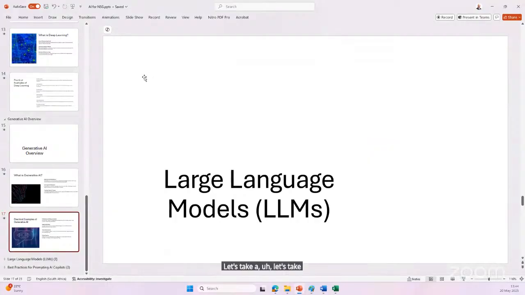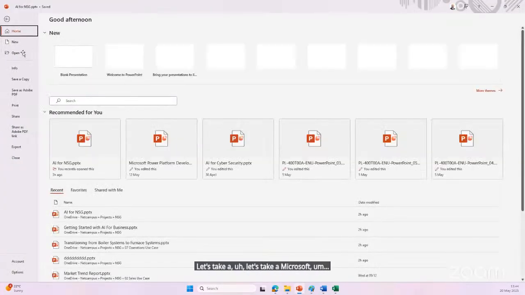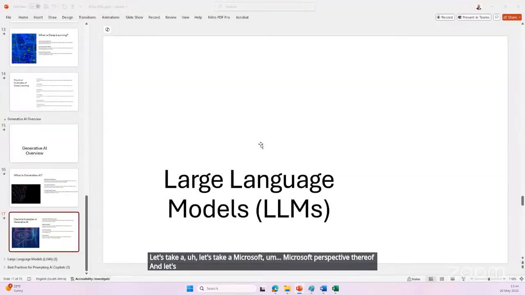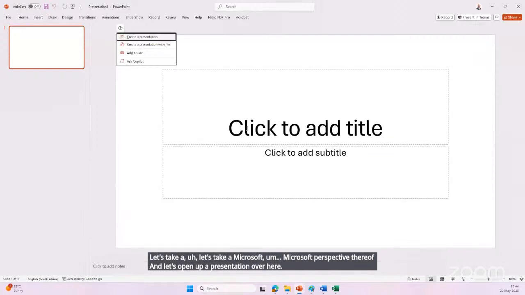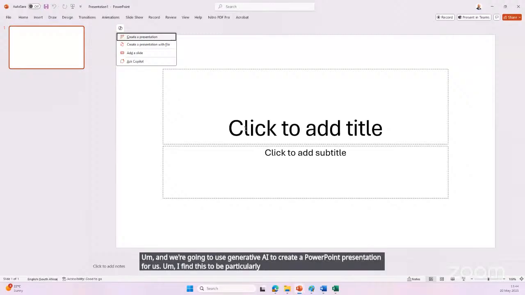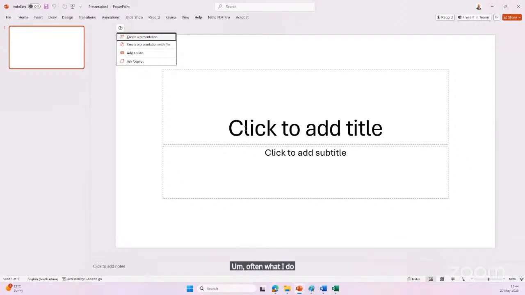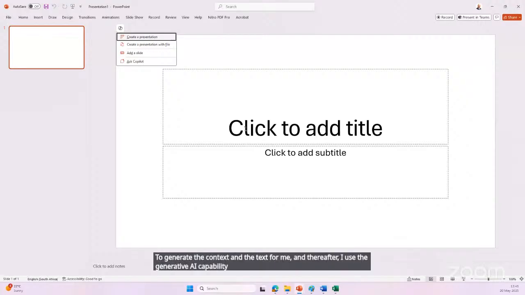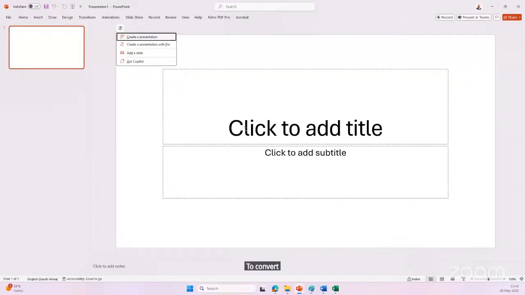let's take a Microsoft perspective thereof, and let's open up a presentation over here. We're going to use generative AI to create a PowerPoint presentation for us. I find this to be particularly useful. Often what I do is use an AI assistant to generate the content and the text for me, and thereafter I use the generative AI capability embedded in PowerPoint to convert that into a presentation.